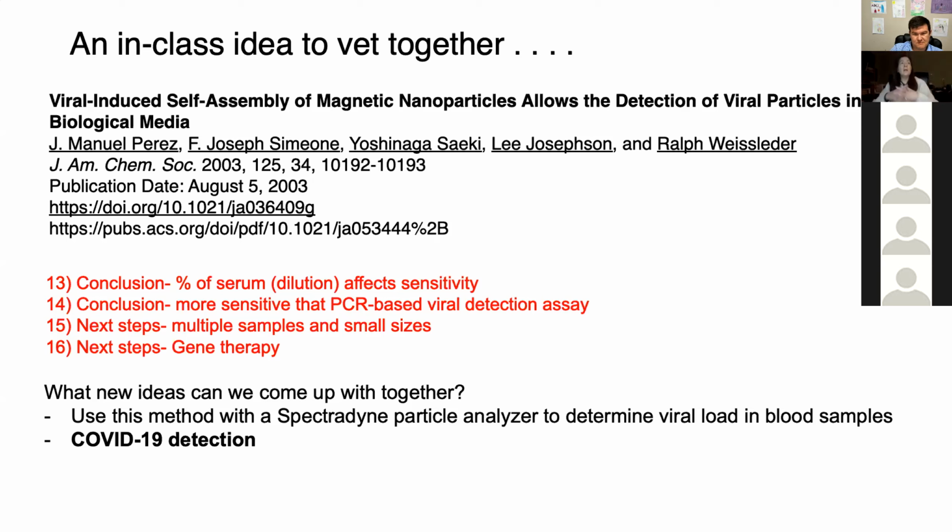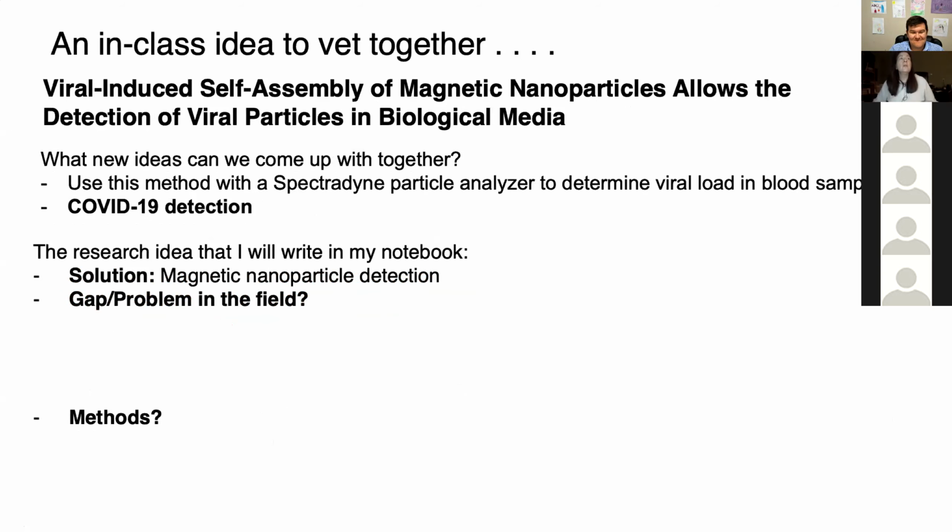So what I thought I would do is go back to our discussion last class period, where we came up with some novel ideas based on this paper we read together about viral induced self-assembly of magnetic nanoparticles. So if you remember, at the end of class last time, together we came up with a few ideas. And I thought this idea about COVID-19 detection that one of you guys submitted was really cool. So I thought, let's together assess the quality of this idea, okay? So let's do this together.